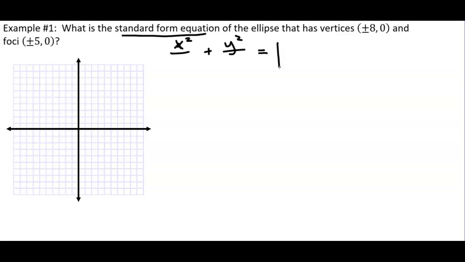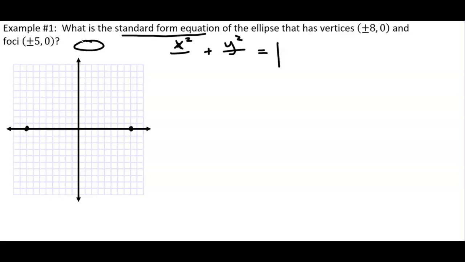It tells us the vertices are at (8, 0) and (negative 8, 0). So I always like to draw things out. This is kind of a little big, but my graph paper. My vertices then are here. So I know which way it goes. I don't know what b is yet, I'm going to figure that out. But I know it's this shape, okay? Because my vertices are along the x-axis.